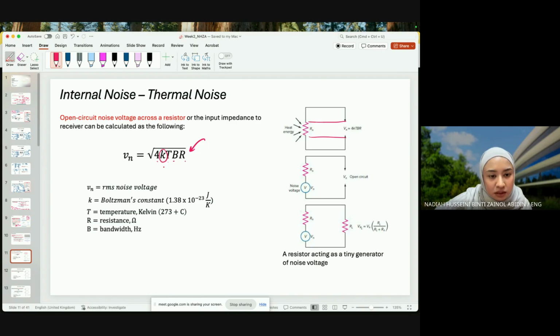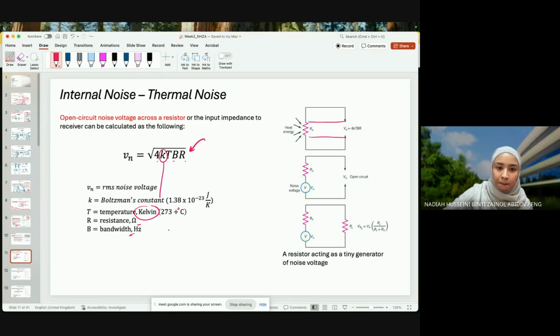K is a constant, the Boltzmann constant. You don't have to memorize this. The constant is going to be given. But the equation, you need to know how to use it. Voltage noise in RMS, square root of 4 times the Boltzmann constant, temperature in Kelvin. How do you convert Celsius to Kelvin? Add 273 plus degrees Celsius. Bandwidth in Hertz and resistance in ohms.